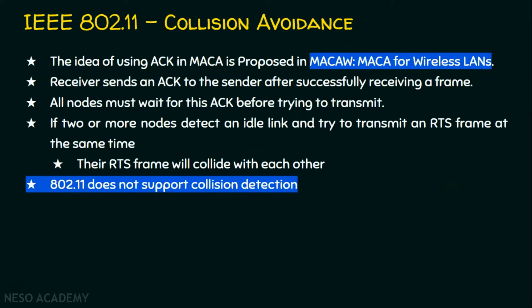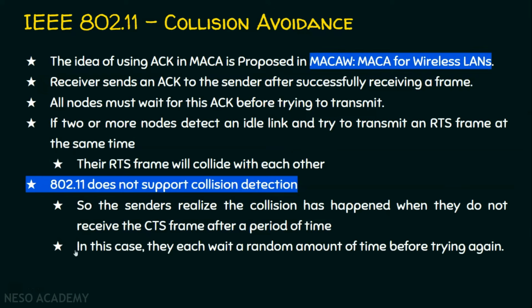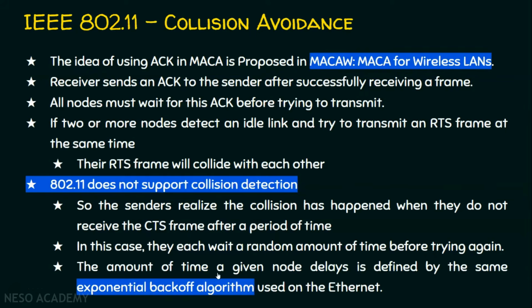Then how is this collision known to the nodes that sent the RTS frames? When a node has sent an RTS frame, it will obviously be waiting for the CTS frame from the receiver. When the node which has sent the RTS frame does not get the CTS frame back, it means a collision has happened. So the sender realizes the collision has happened when it does not receive the CTS frame after a certain period of time. Then what will it do? It has to retransmit. How much time does it take to do this retransmission? In this case, they each wait a random amount of time before trying again. The amount of time a given node delays is defined by the same exponential backoff algorithm used on the Ethernet.